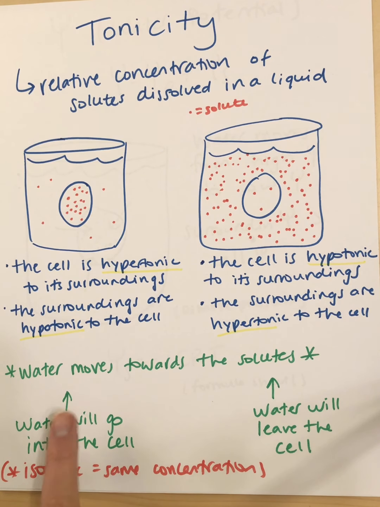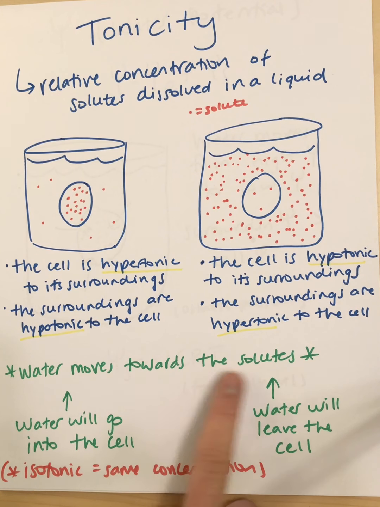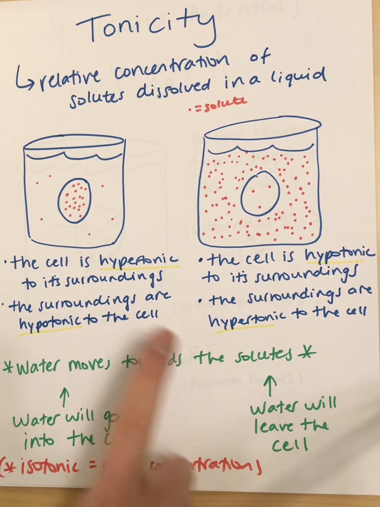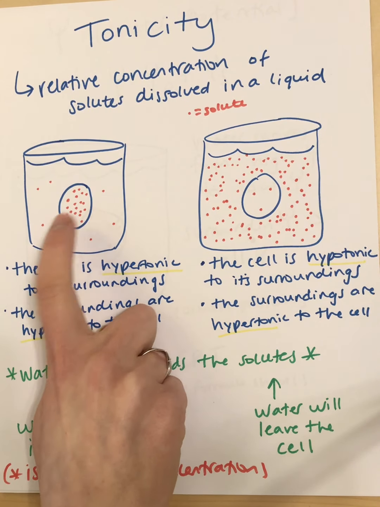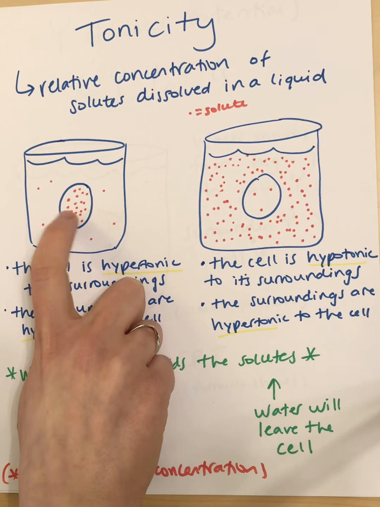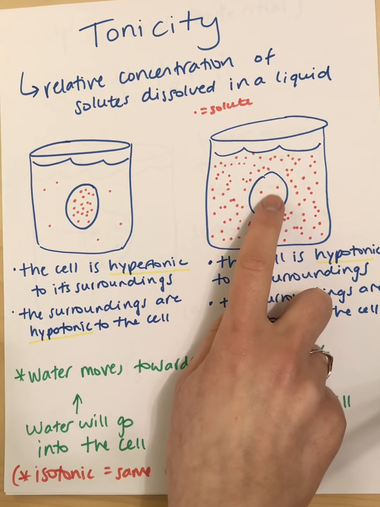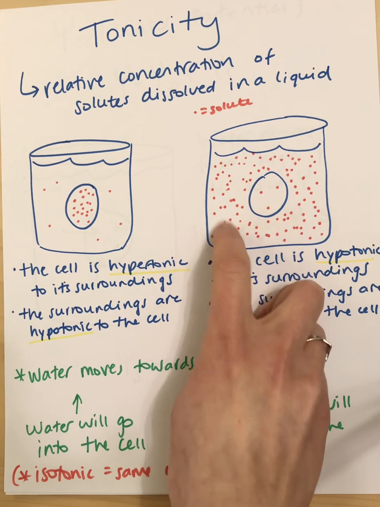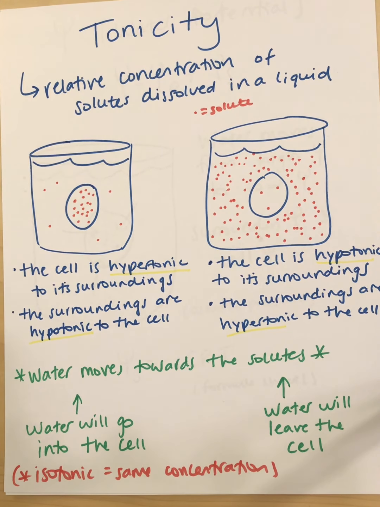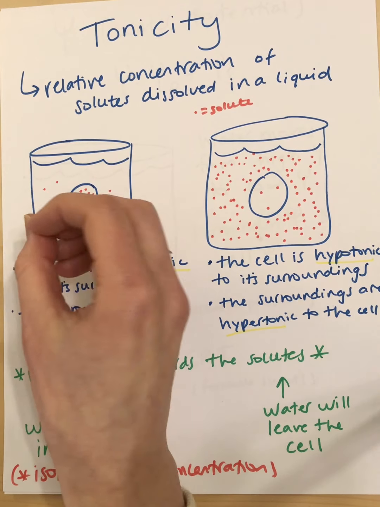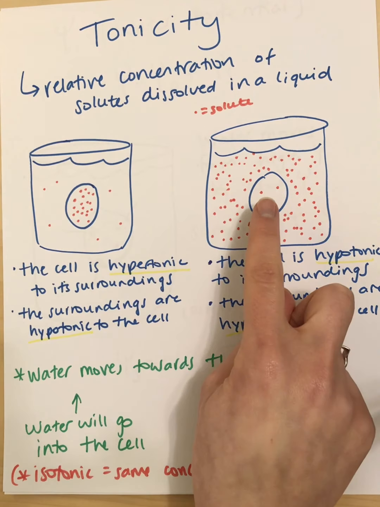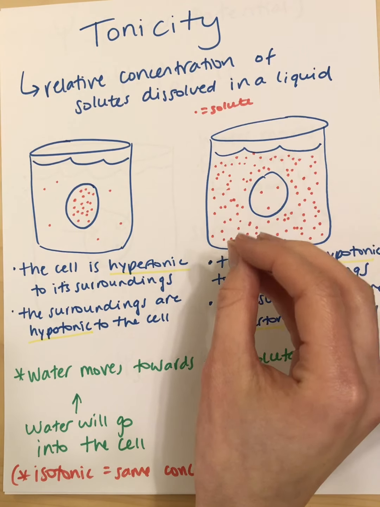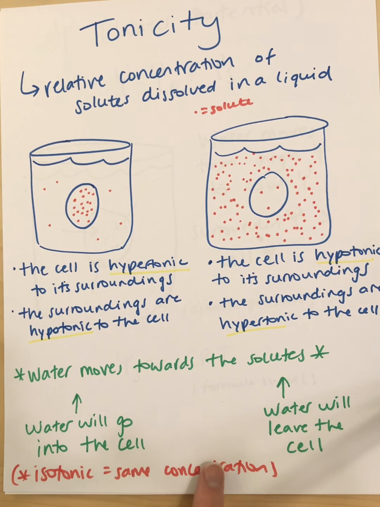As a reminder, water moves toward the solute. So in this picture, water is going to be going into the cell towards that solute. In this picture, the water is going to be exiting the cell. It's going to be going towards the higher concentration of solute. So this cell might swell and burst, where this cell is going to shrivel and get smaller.